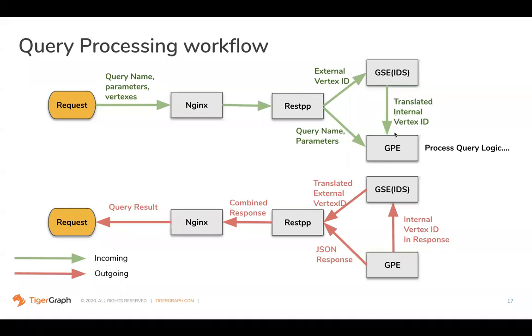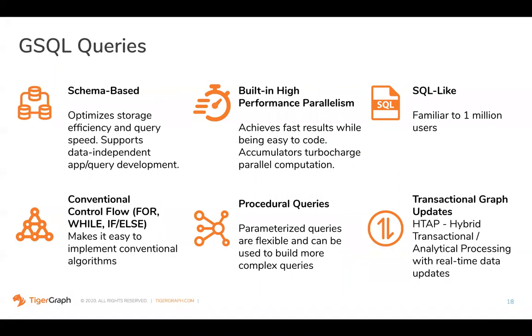After GSE returns the internal ID, the processing moves to GPE. From this point onwards, GPE does the query processing based on the user logic, and all of the computations are performed depending on whether it's a simple query or a distributed query. After all the processing is completed, GPE responds back to GSE to get the external ID of the vertex in question, and sends the JSON response back to RESTPP, returning the result of the query. RESTPP then combines the responses from all and sends it back to Nginx, and the query result is finally returned to the user. So that's the high-level overview of how the query workflow occurs.